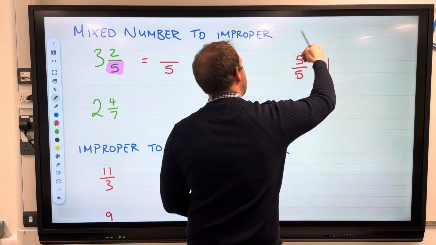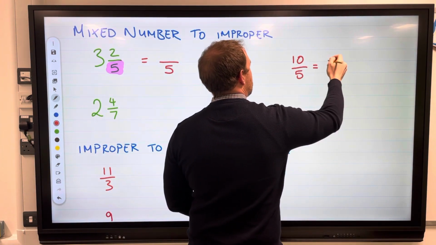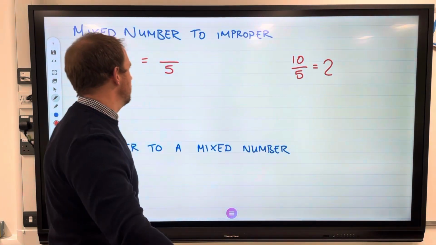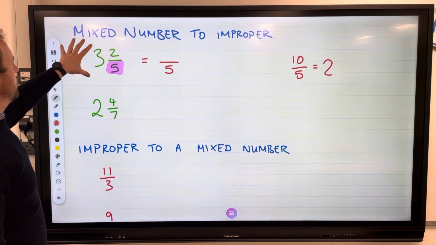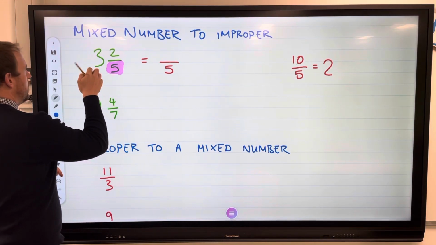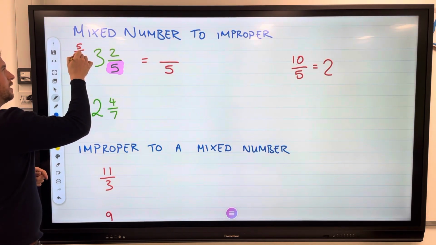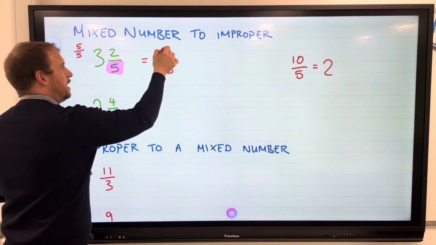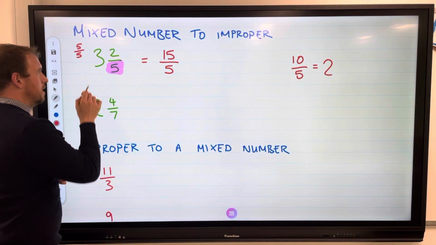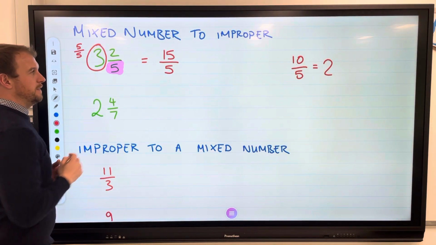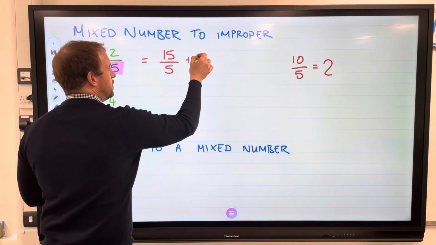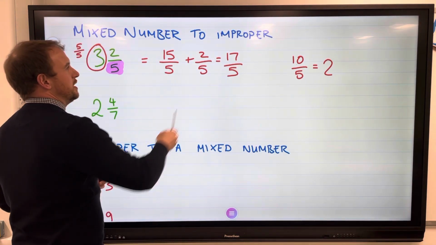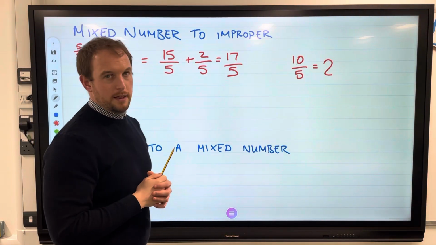So then 10/5 would be 2. 15/5 would be 3, etc. So if I have 3 as a whole number, we said 1 is 5/5, 2 is 10/5, so then 3 would be 15/5. So this part here is 15/5. And then I'm going to add on my 2/5 to have 17/5. You can see it's improper because my numerator is bigger than my denominator.